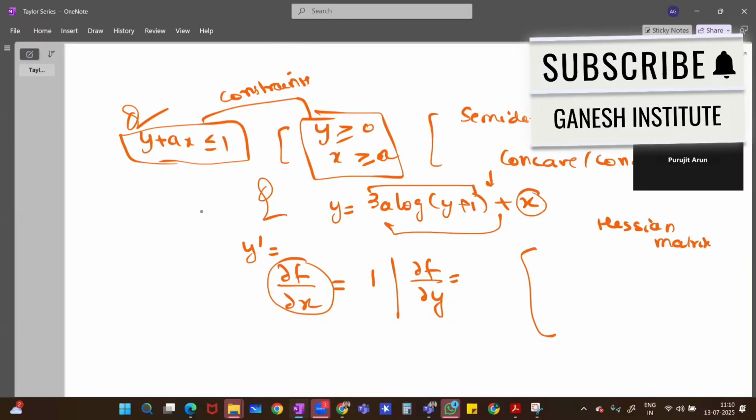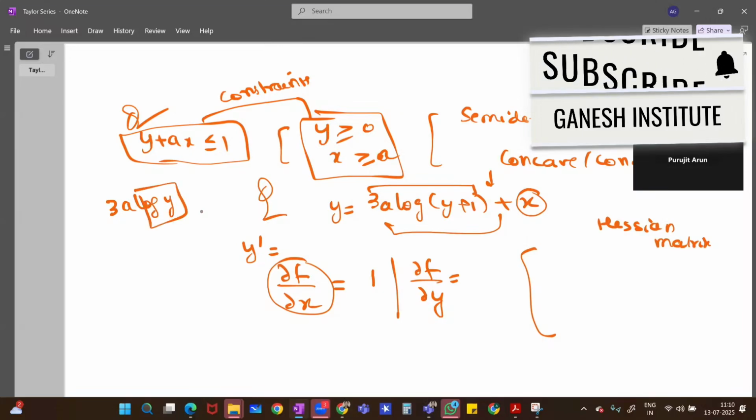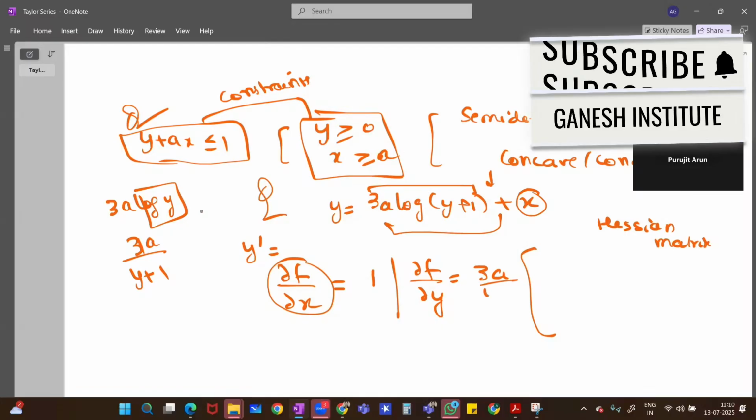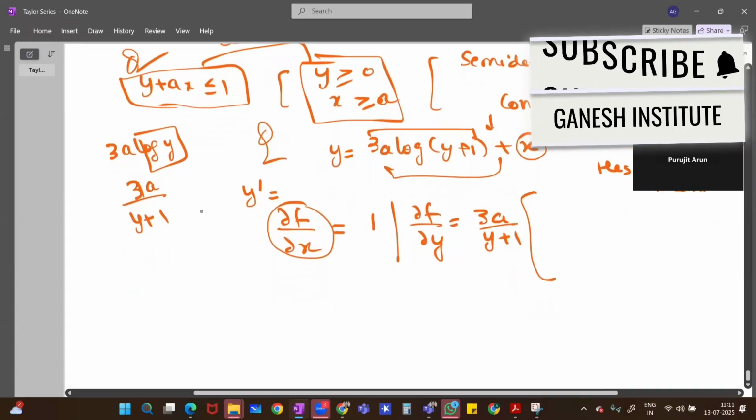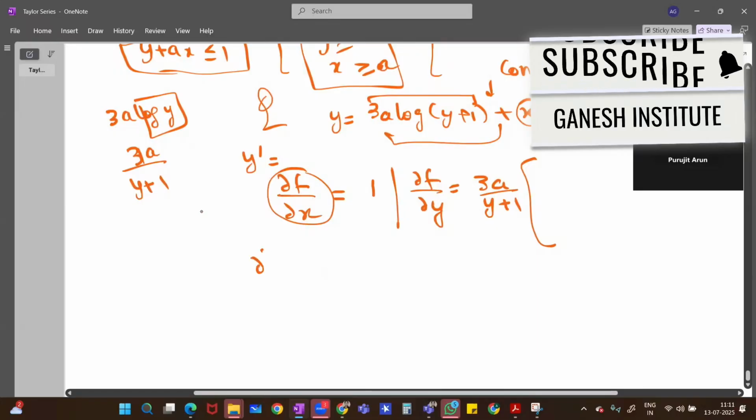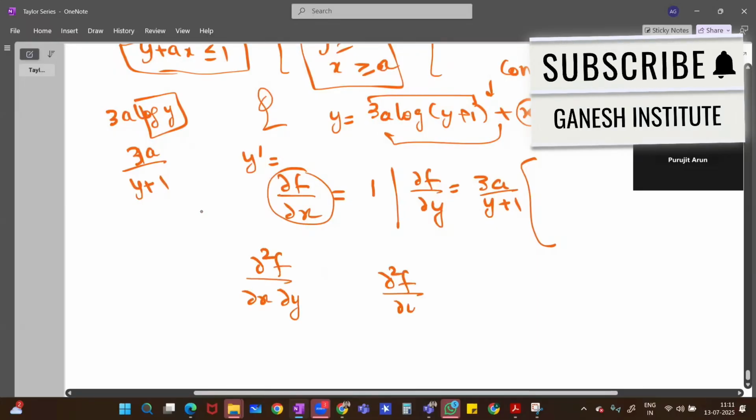For x is 0, you can assume this one as log y of something. So the derivative of log y is 1 by y, and then the derivative of y is 1. So it is 3a over y plus 1, right? Yes. Got it now. Now find out this one and this one.